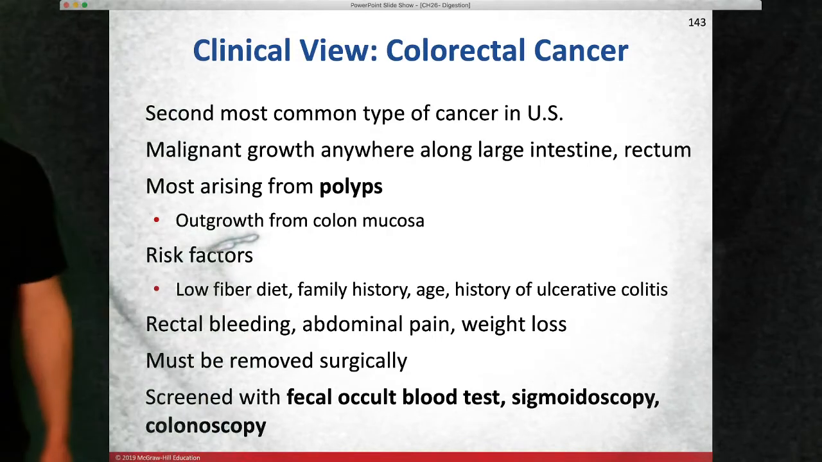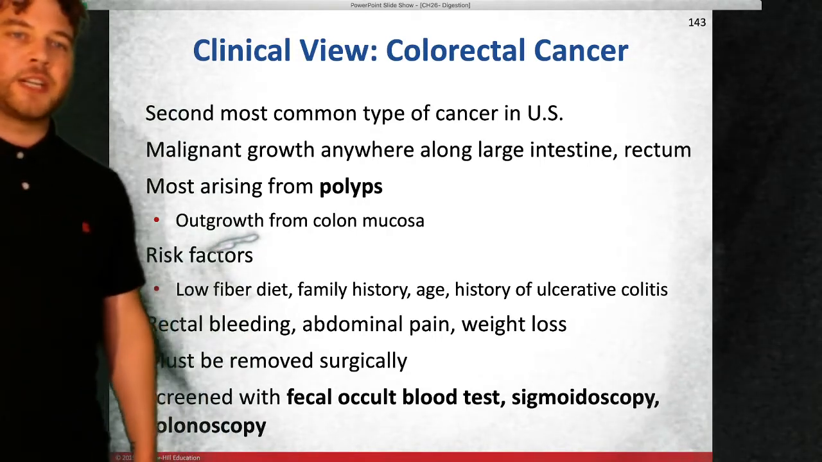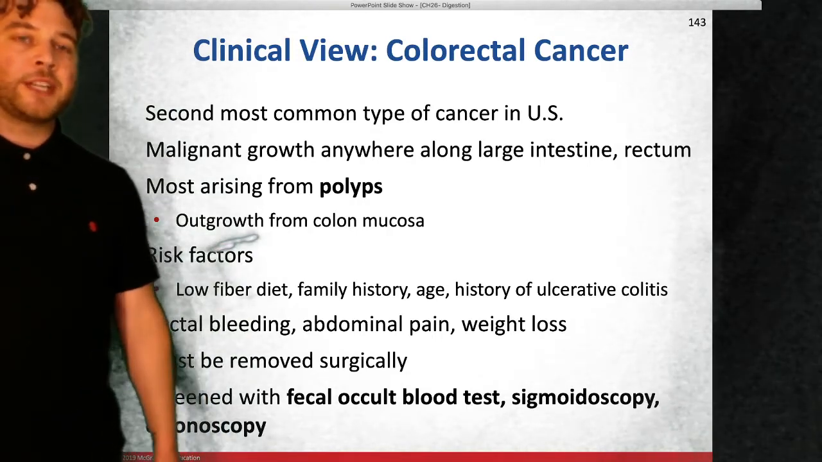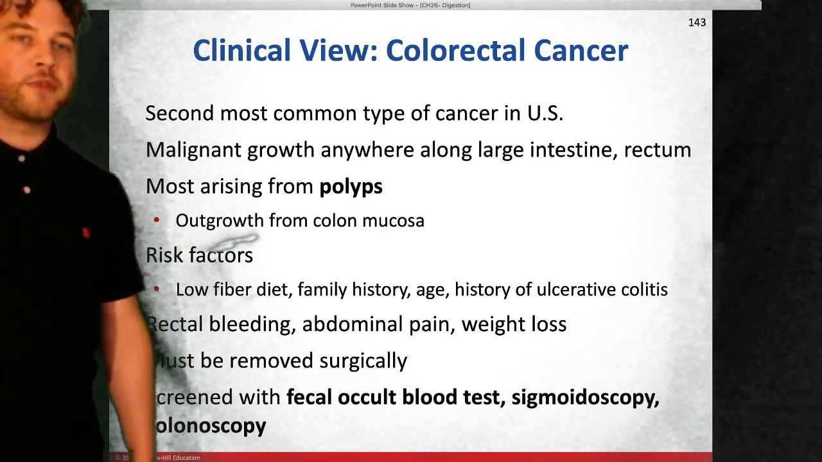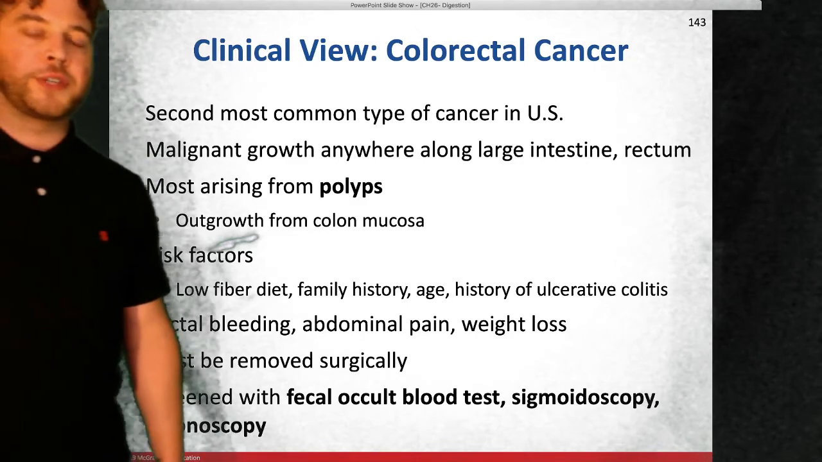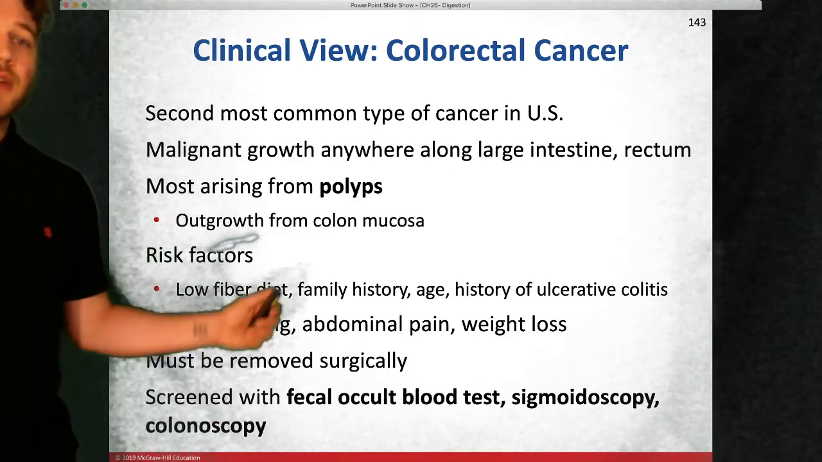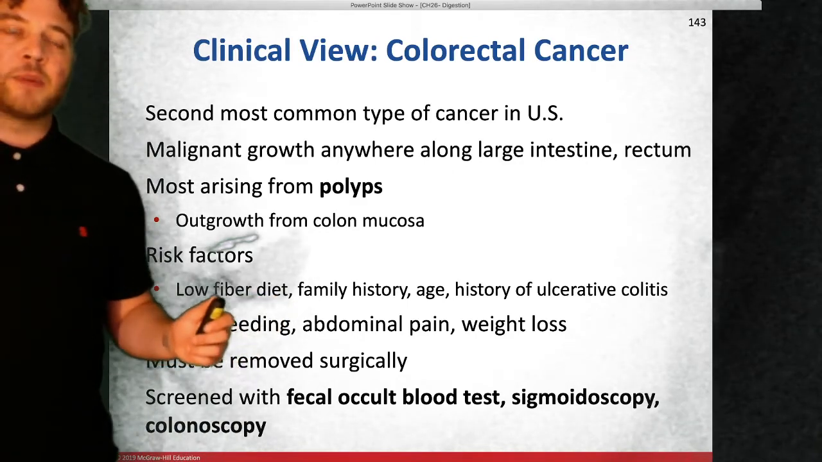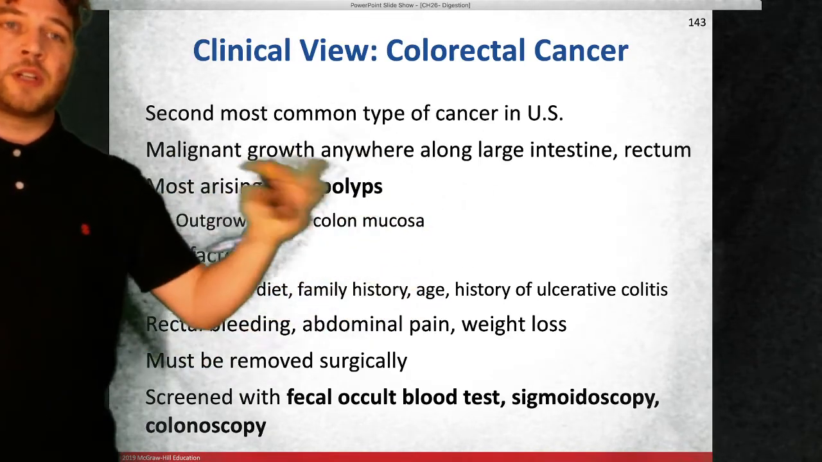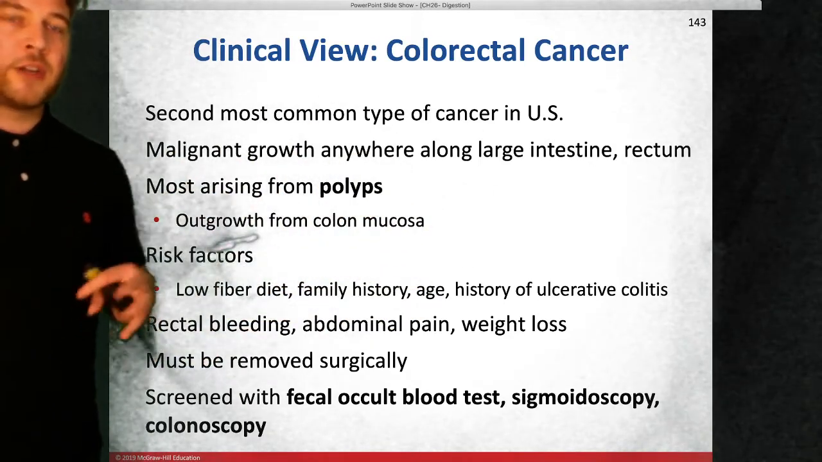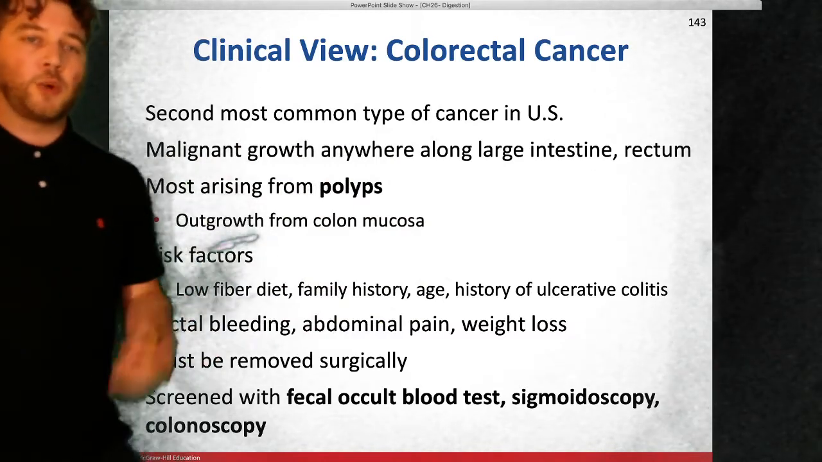Right, colorectal cancer, second most common type of cancer in the United States. It's a malignant growth anywhere along the large intestine and the rectum, arising from polyps, which are outgrowths on the colon mucosa. Low fiber diets, insoluble fiber will help to move material along through the intestine. The longer that fecal matter sits, the more likely you are to develop cancer.